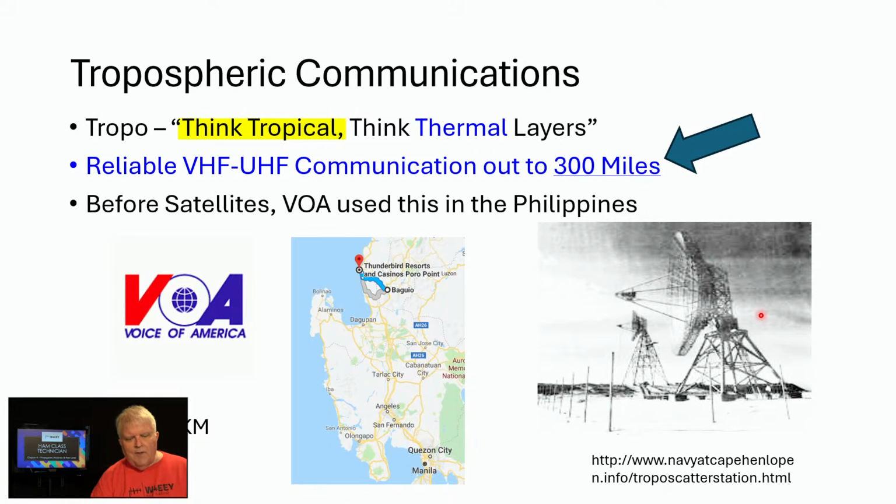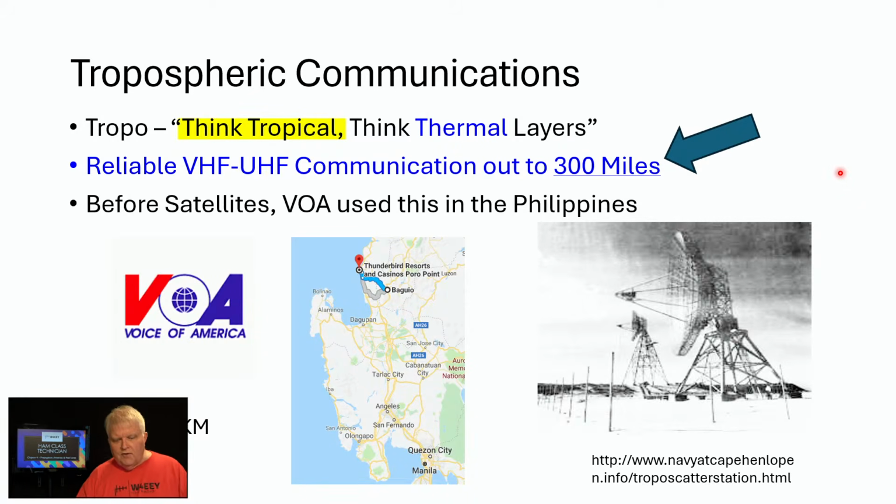These antennas, though, are not pointed up toward a satellite. They're pointed down toward the horizon. So using this tropospheric communication, we were able to have reliable transmission of the programs down to the transmitter site where they could be rebroadcast. So that's tropospheric communication. We use it also in amateur radio.